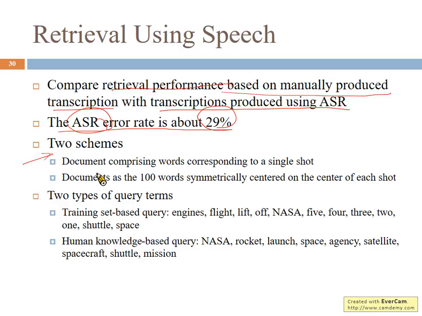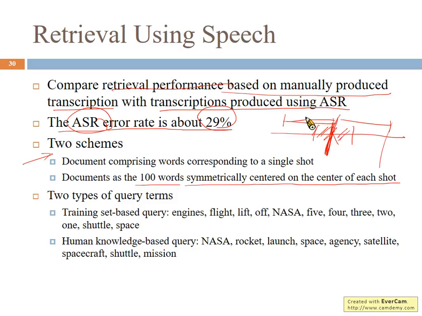The first scheme is documents comprising words corresponding to a single shot. The second scheme is the so-called symmetric scheme. Documents are the 100 words symmetrically centered at the center of each shot. So as I said before, there is a shot here, and at the center, maybe here, we will look at the 100 words spoken before this time instant, and the 100 words after this time instant, and then we will use all these words to describe this shot.